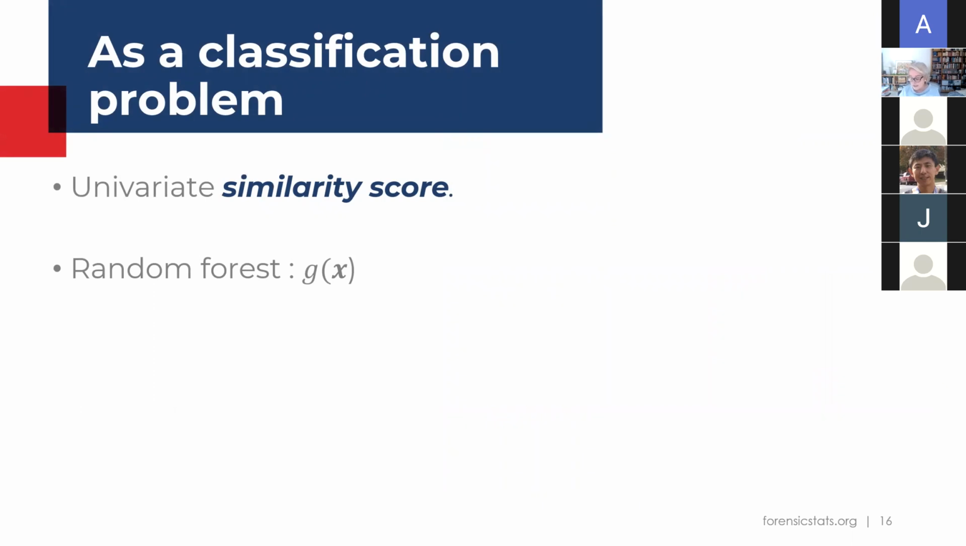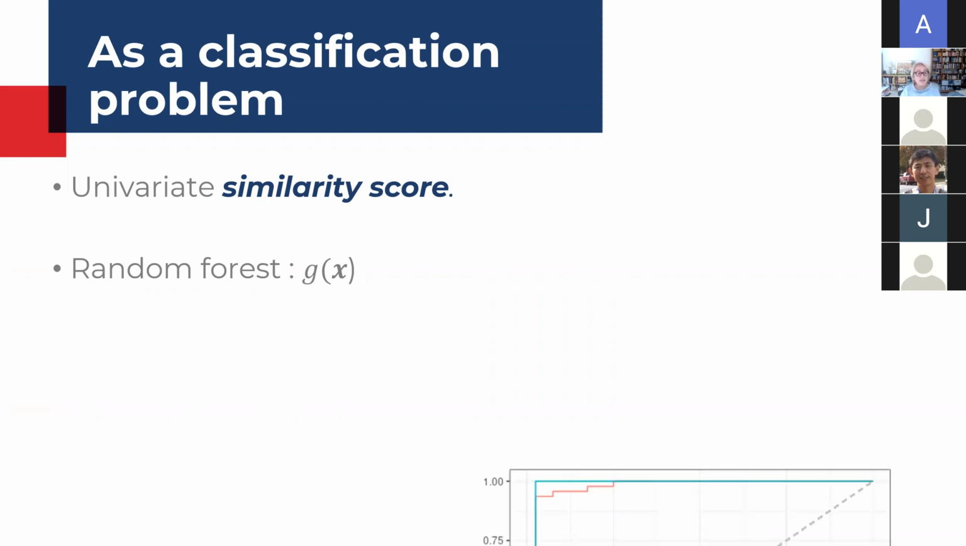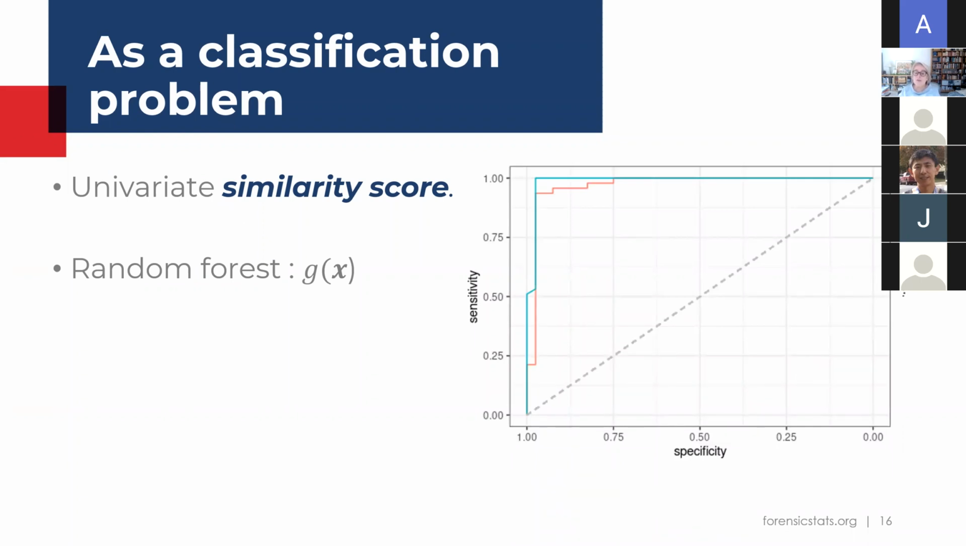And so one could, for example, take those three variables that I just showed you and combine them into some univariate similarity score. One thing we have tried is to come up with a random forest, call that G. And this is what you get. Ignore the red here, the only thing I'm looking at is the green. The red is something else. It looks pretty darn good. At least for this particular set of data, the random forest is a very good classifier.